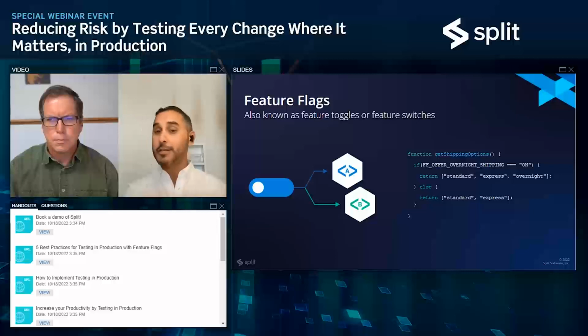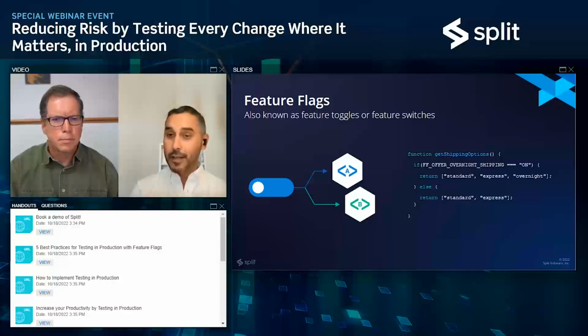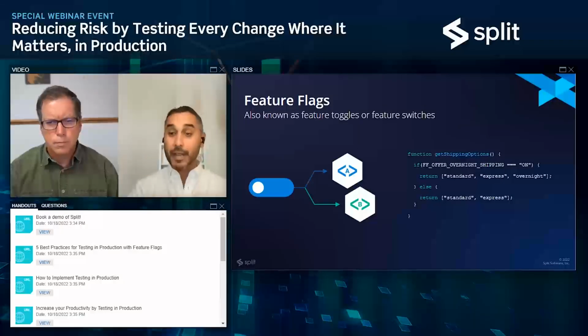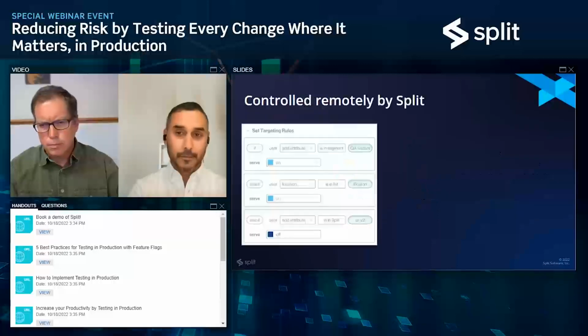Here, to get shipping options, if the overnight shipping feature flag is on, we're going to add the overnight option to the results for shipping options. If not, we're not going to have overnight as an option.